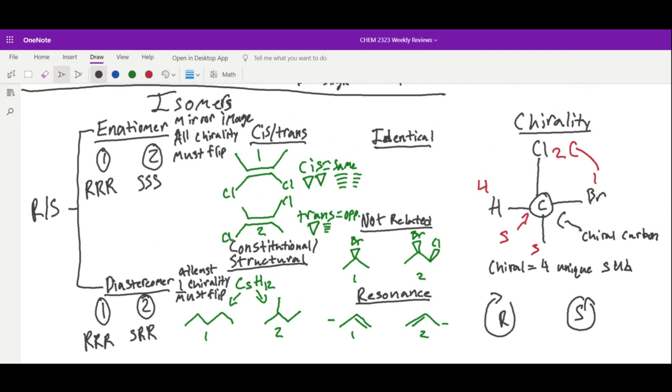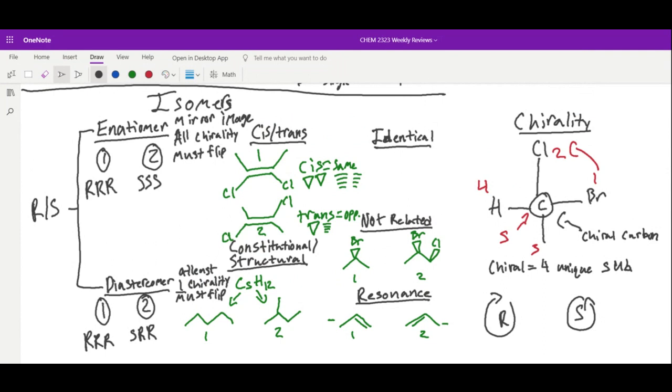So if I have 3 R's, it's going to be 3 S's. And for the diastereomer, if it's 3 R's, it could be SRR, SSR. But if it's SSS, then it's going to turn into an enantiomer. So those are your R and S isomers. And again, the concept of chirality may be talked about in lecture later on.